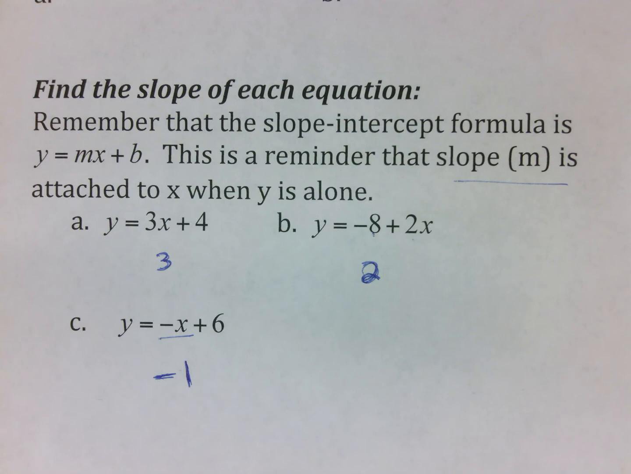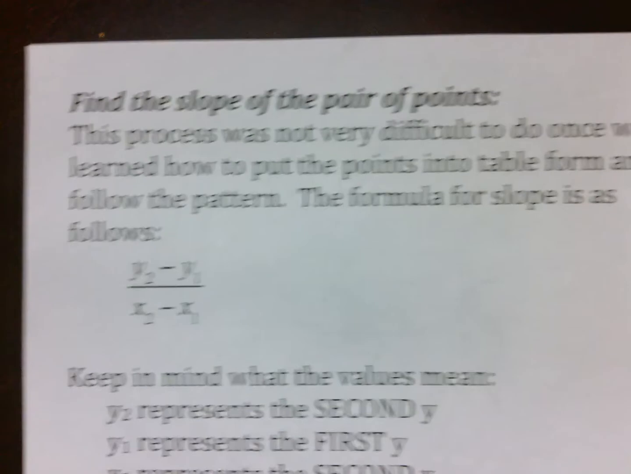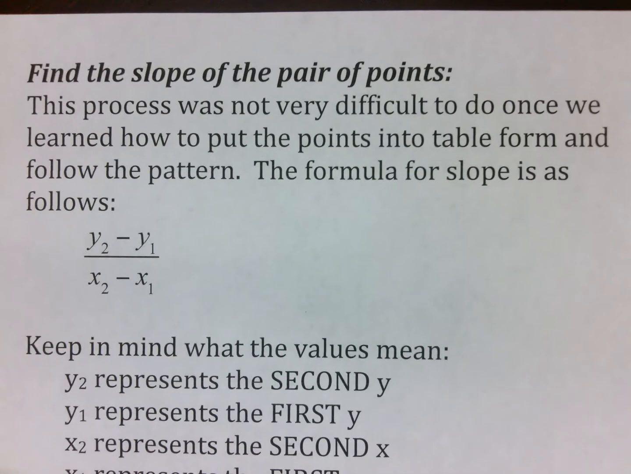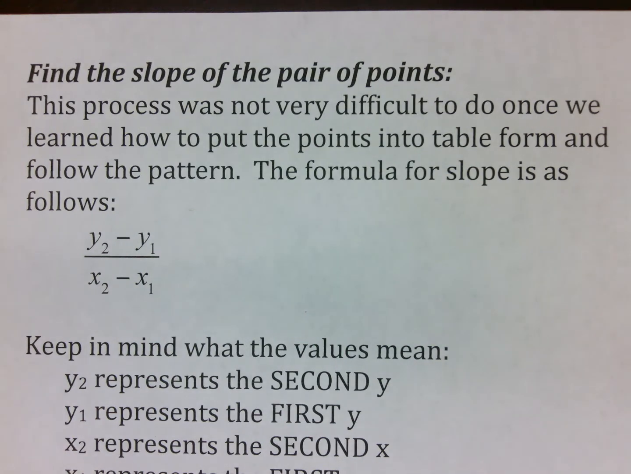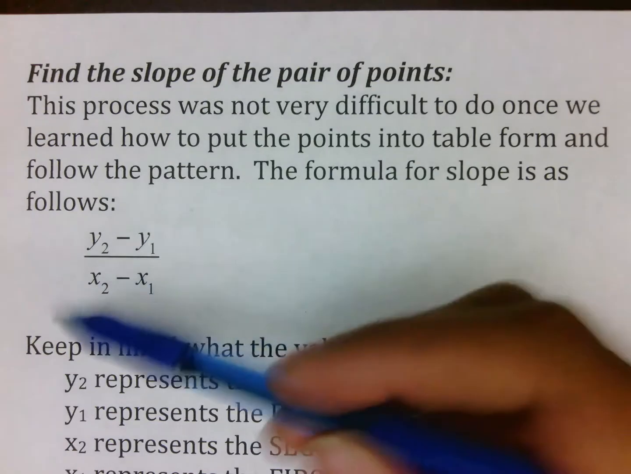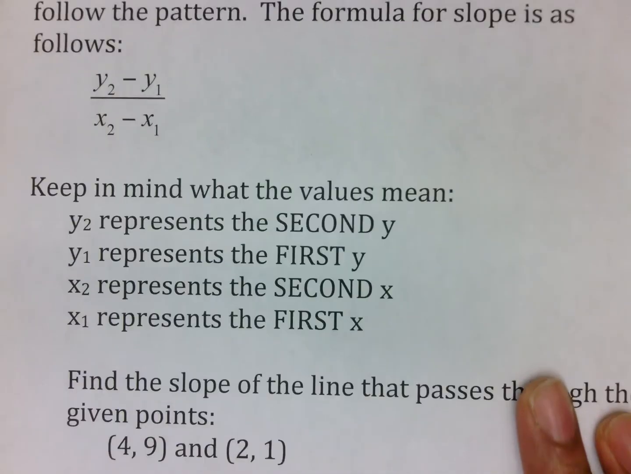Alright, so those two types of slope questions were pretty easy. It was the third type that challenged us the most, and it really wasn't as much of a challenge. It was just more of whether or not we practiced the skill enough to remember what we're supposed to do. This process wasn't very difficult once we learn how to put the points into a table form and follow the pattern. The pattern itself was y2 minus y1 over x2 minus x1. You might want to write that down for your notes whenever you get to that Math Excel stuff.